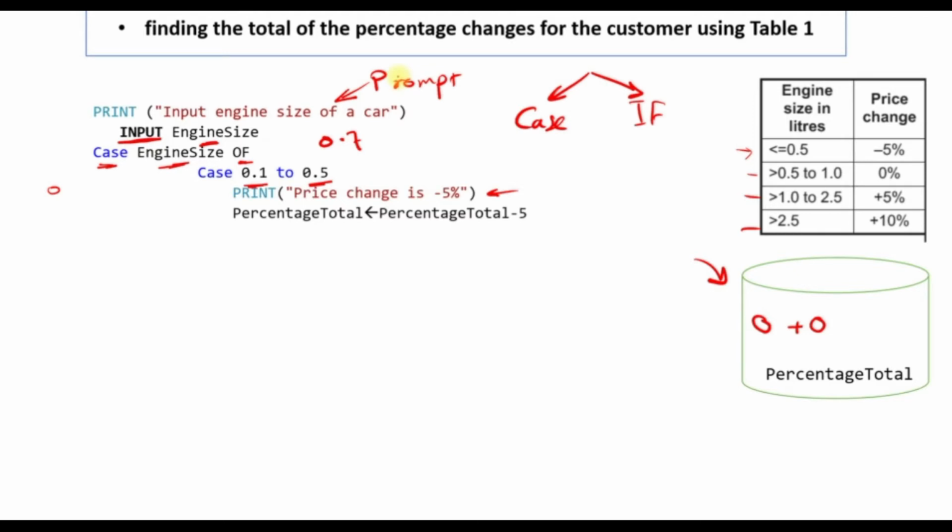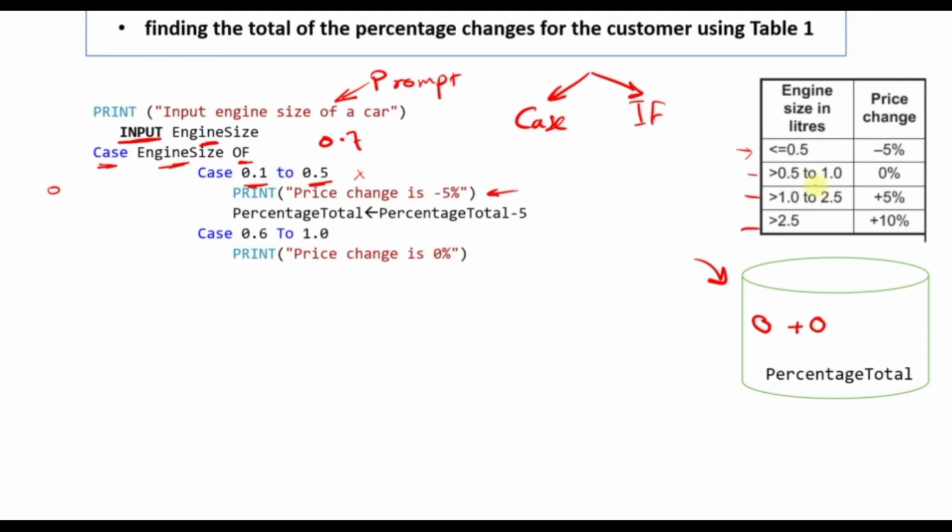Now let's say that the user might input, for example, 0.7 as the engine size. Now for the condition here, case between 0.1 to 0.5, is the 0.7 in this range? No. So these two lines will be skipped, and then we will go for the next condition. Is 0.7 between 0.6 and 1.0? Yes. So then the user will see this message on the screen, which says price change is 0% because the 0.7 is between these two values. So the price change here is 0.